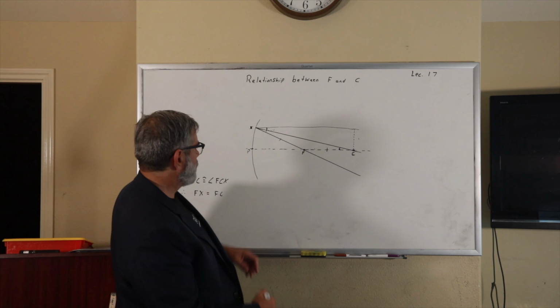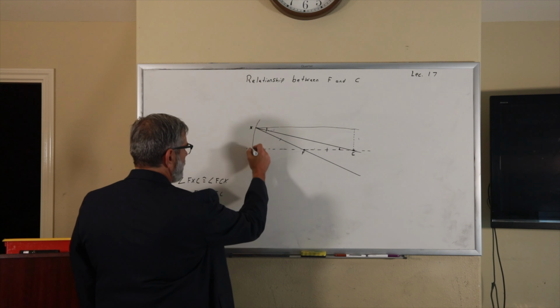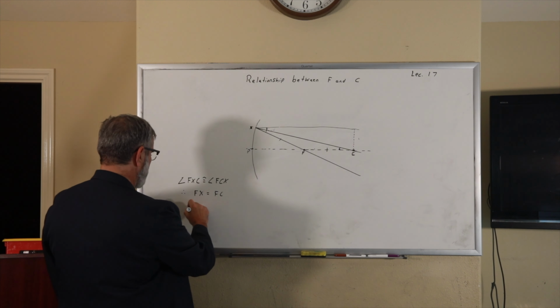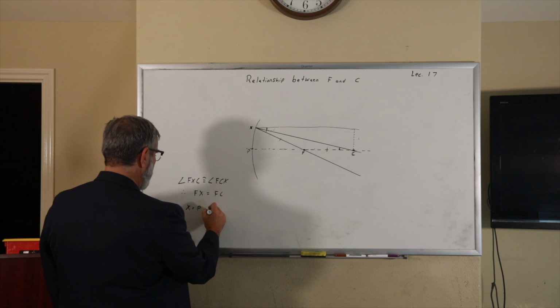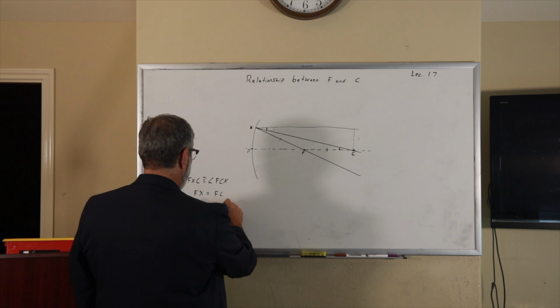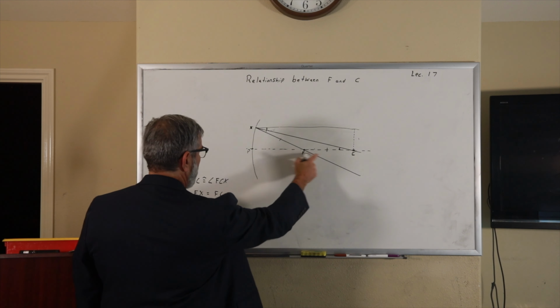But notice that we could have chosen X to be any position. And so if we allow X to be P, so let X equal P, then what does that mean? That means that FC is equal to FP.